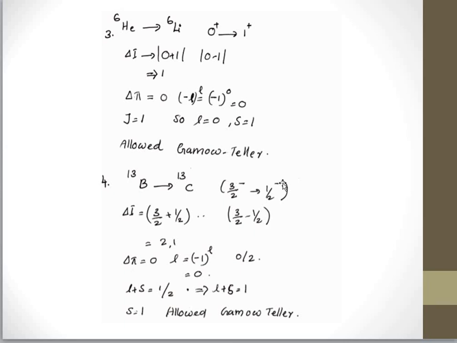And when we check the parity, there is no change in parity here. So delta pi is equal to 0, and L is equal to 0, since minus 1 raised to 0 means there is no change in parity. Okay, so for this transition L is equal to 0 and delta I is 1 or 2. We are taking the minimum angular momentum condition, 1.